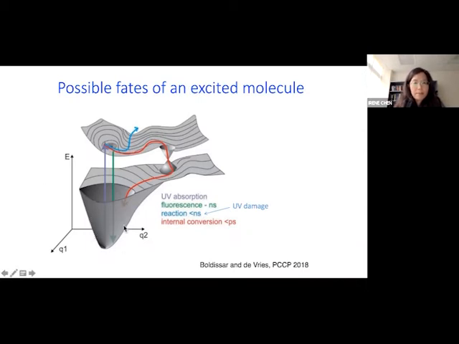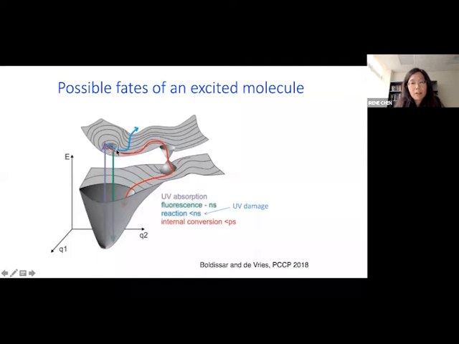So we have some energy landscape for this molecule. It gets excited. It's in the excited state. If it releases a photon, that's fluorescence, and goes back to the ground state. It might react, go off onto some other reaction pathway. That's considered damage because that could result in cross-linking of the nucleobases, for example.